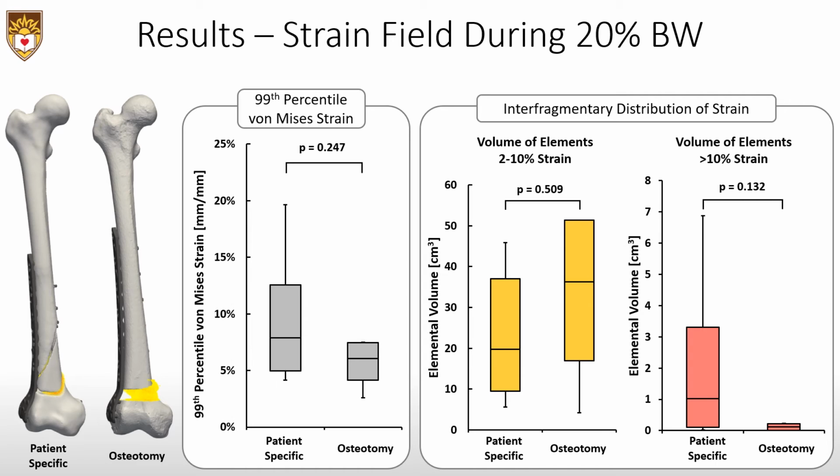This is interesting because in addition to the large regions in the 2 to 10% range, if we look at the region greater than 10%, we see that in the patient-specific models, there tended to be notable hotspot zones. However, this only occurs in a few of the patient-specific models. So why is this happening?